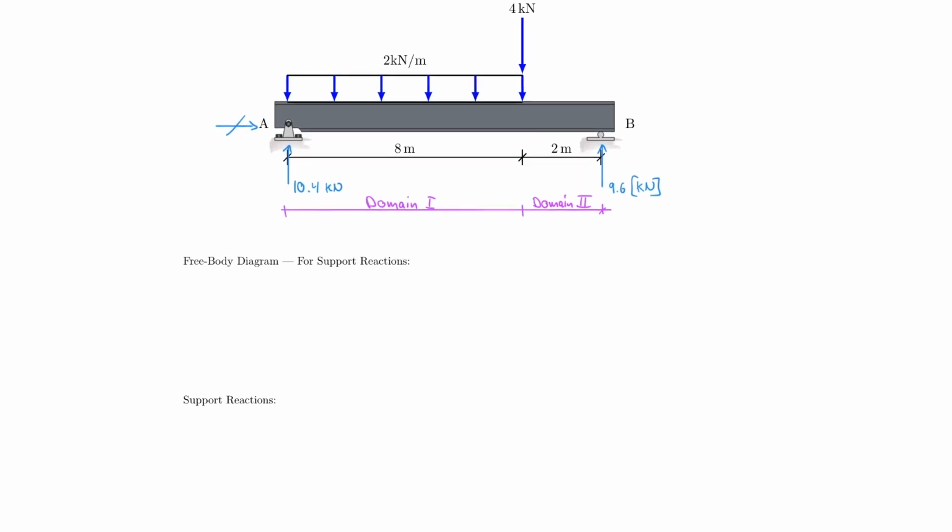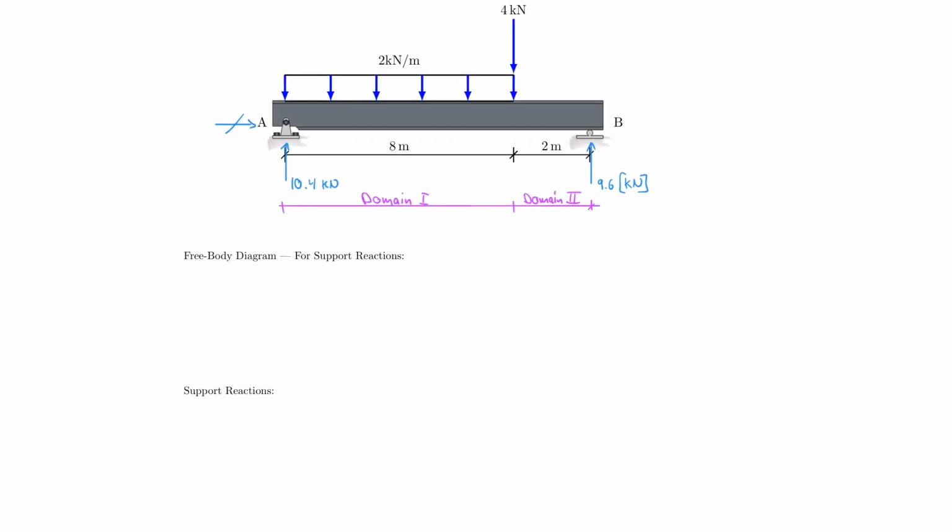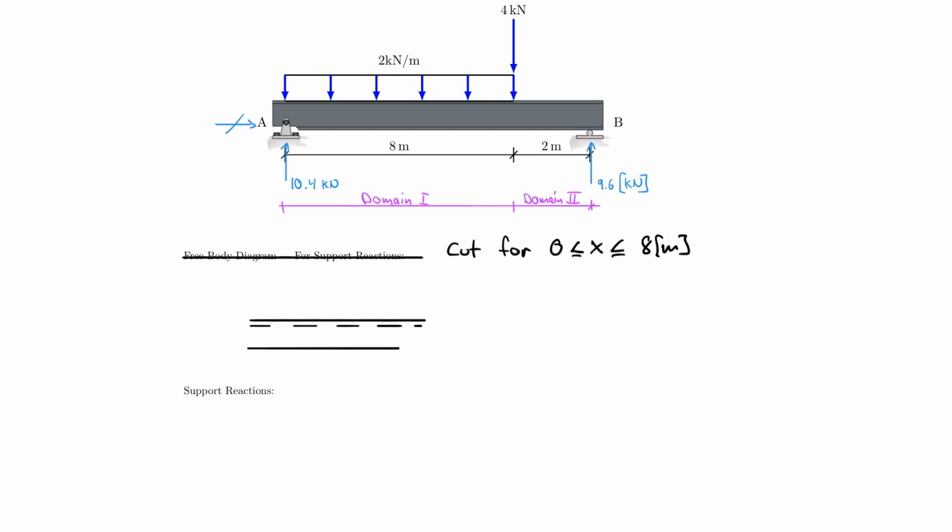I'm going to use the space down here where I'm originally supposed to calculate the internal forces, but I will just create my cut. So let's cross this out and say that we're going to do a cut for 0 is less than x is less than or equal to 8 meters. The way I can draw that cut is very similar to what we have seen before. I just have a beam with a length of x.